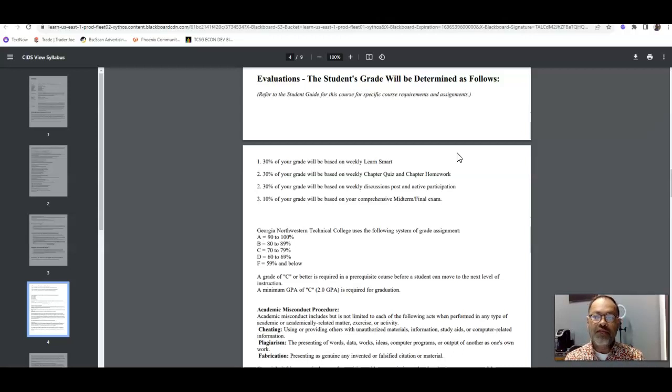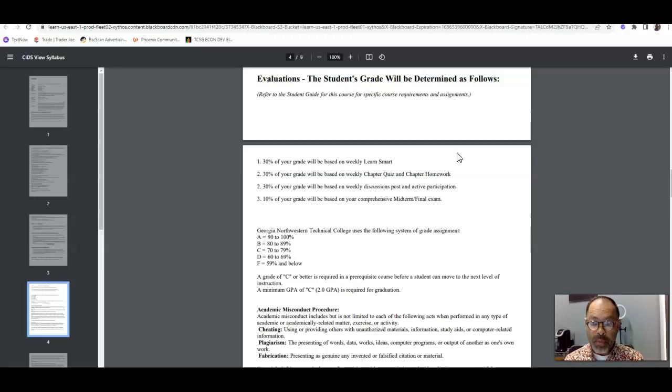That would be 14 LearnSmarts. So each one of those is a certain percentage out of that 30%. But you'll have 14 quizzes and 14 homework assignments, and you get 30% off all of those accumulated 28 different things that you do. All total, it will be 30% of your overall grade.